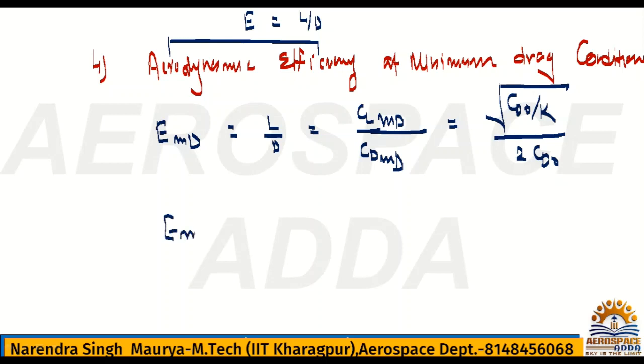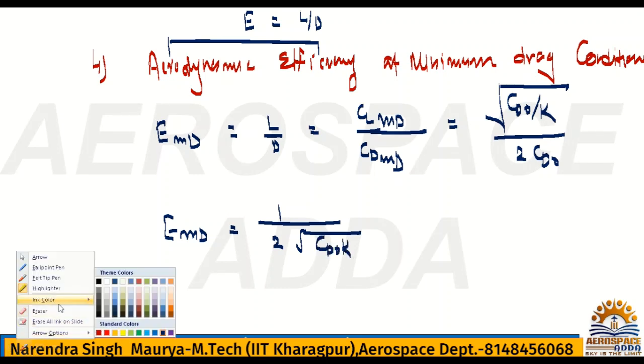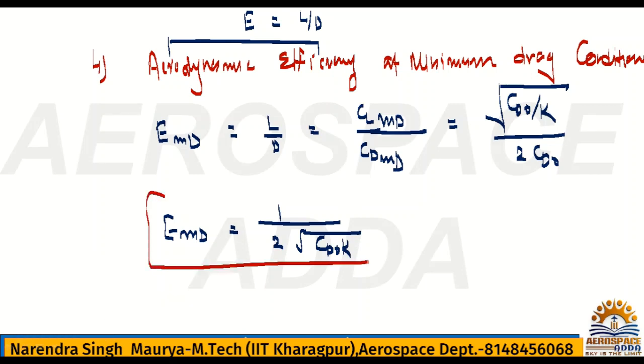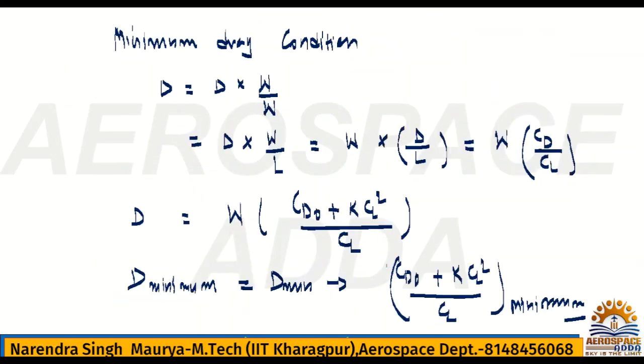So what is the EMD? You can check. You can write 1 upon 2 root of CD naught K. Check this, you can do by your own also. So this is the final result. So today what we have seen is how to calculate thrust required and the dependency of the thrust required. You have to draw the diagram also. Now check where the thrust required is. The diagram you can also draw for this.